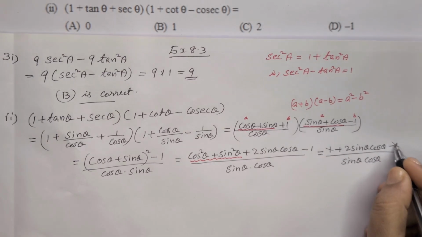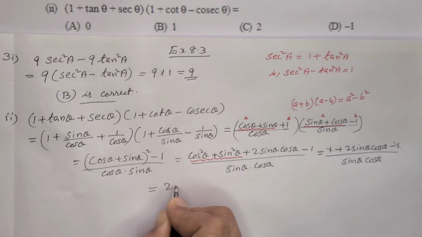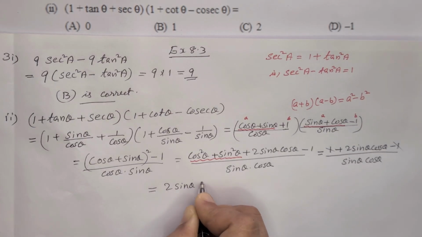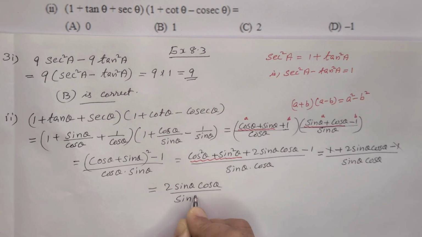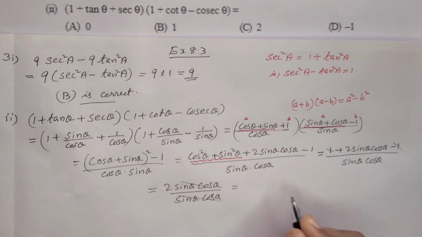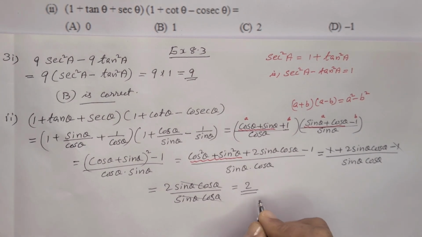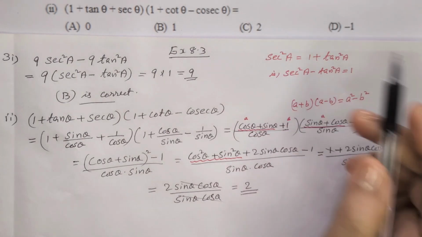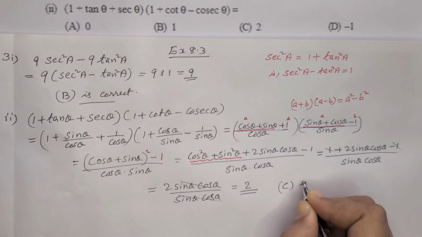This plus 1 and minus 1 will cancel. Now we are getting 2 sin theta cos theta divided by sin theta cos theta. We can cancel sin theta cos theta from the numerator and denominator, and here we are getting the answer as 2. Now look at the options: option C is the correct answer.